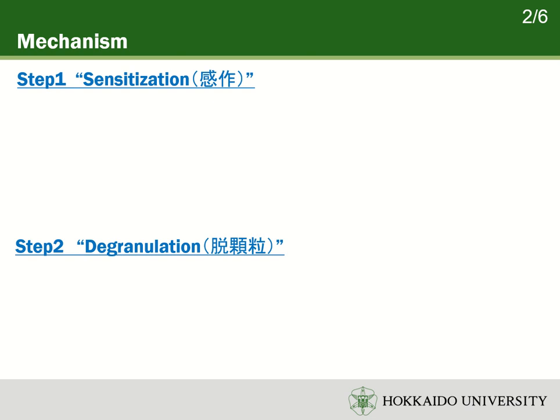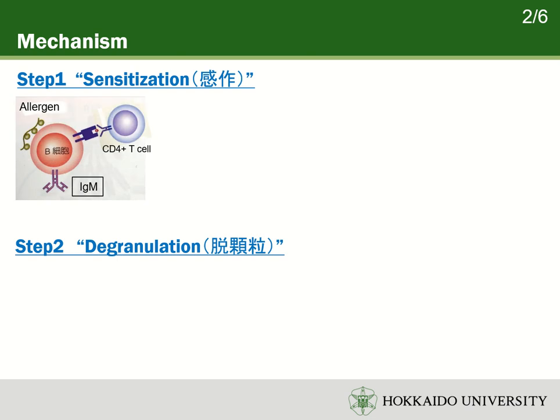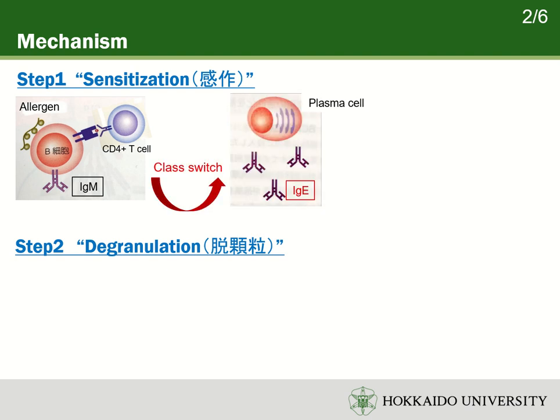The mechanism of Type 1 hypersensitivity can be explained by two steps: sensitization and degranulation. Step 1. Upon initial allergen exposure, CD4 plus naive T cells that receive antigen presentation bind to B cells and produce IgM. The B cells then bind to Th2 cells, which differentiate into plasma cells and produce IgE. This process is called a class switch.